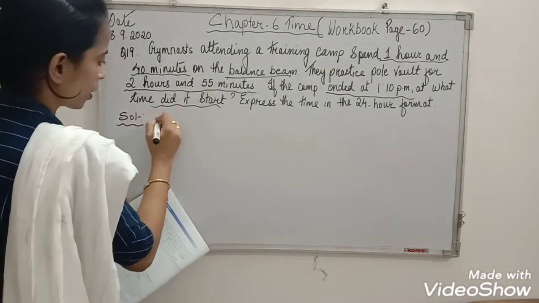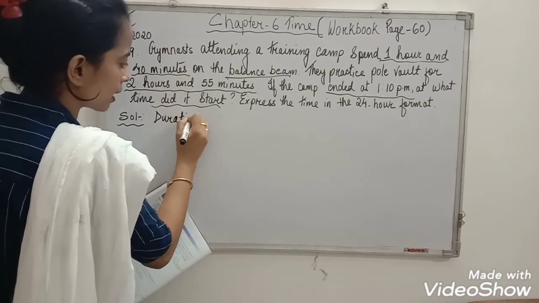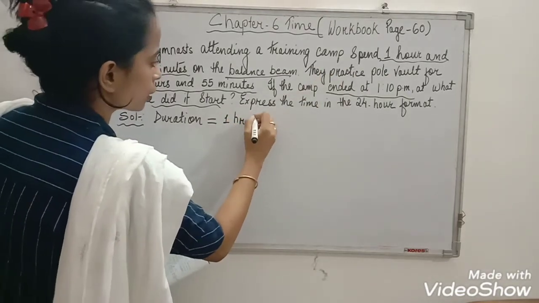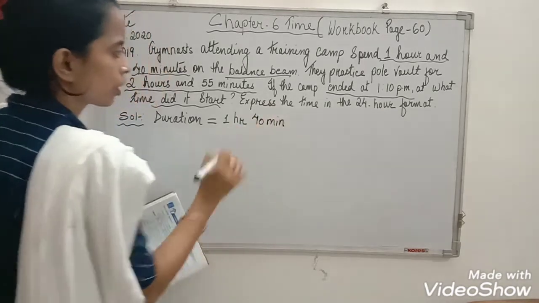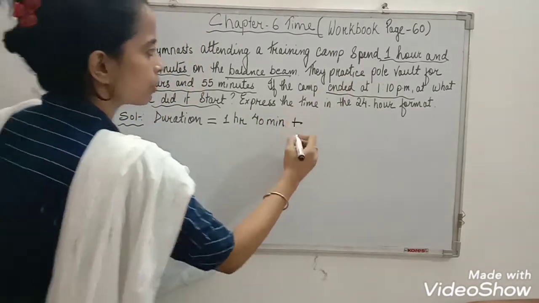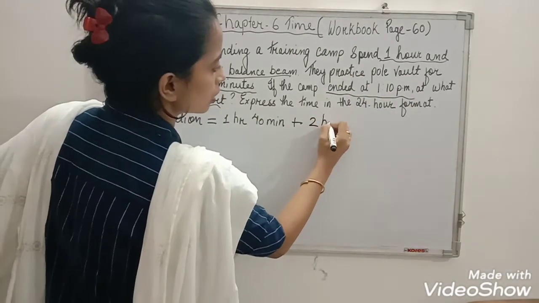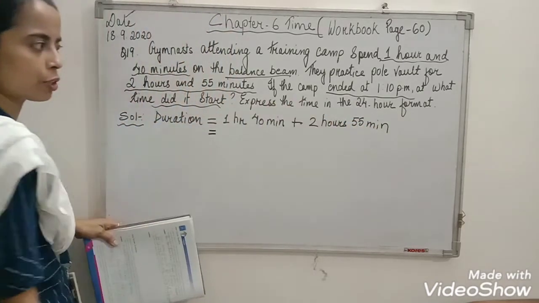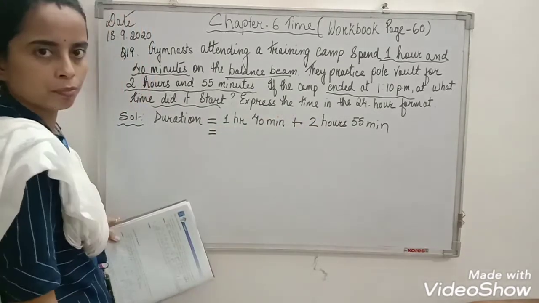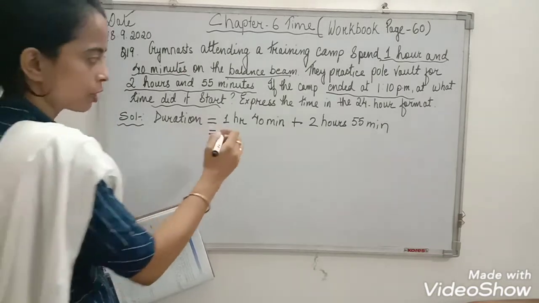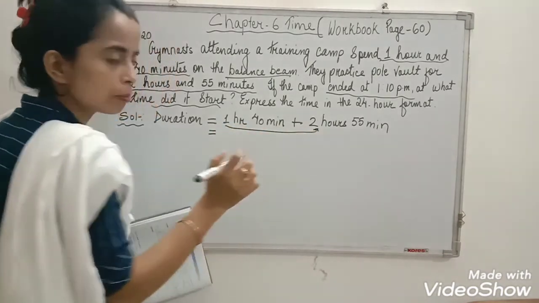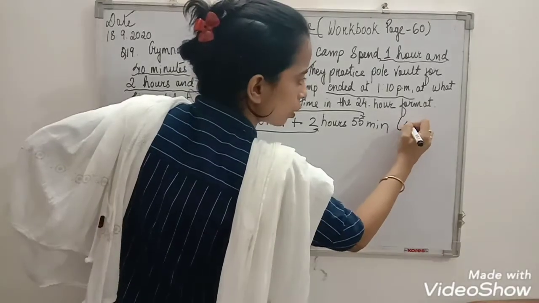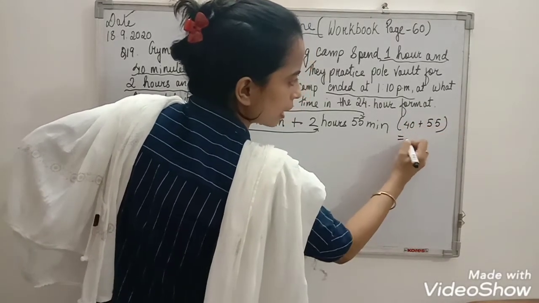So the duration for two exercises. The first one is 1 hour 40 minutes, plus another duration, 2 hours 55 minutes. Now children, when you add both durations, 1 hour plus 2 hours comes to 3 hours. Now add up the minutes. 40 minutes plus 55 comes to 95.